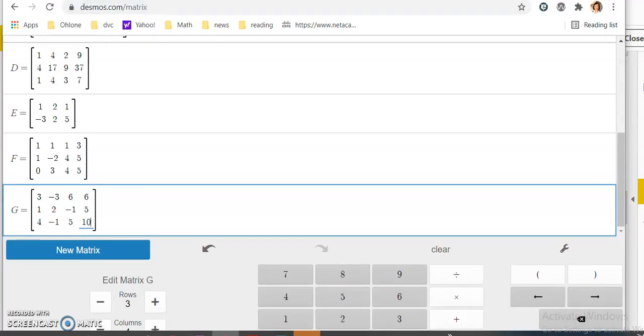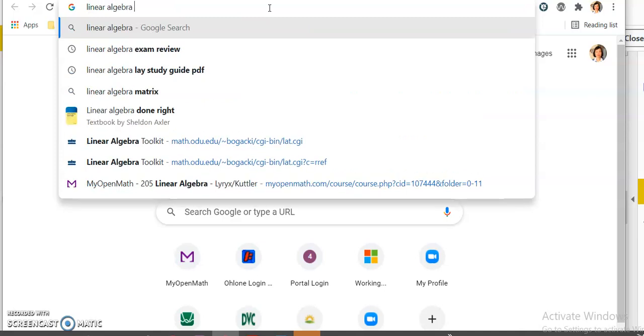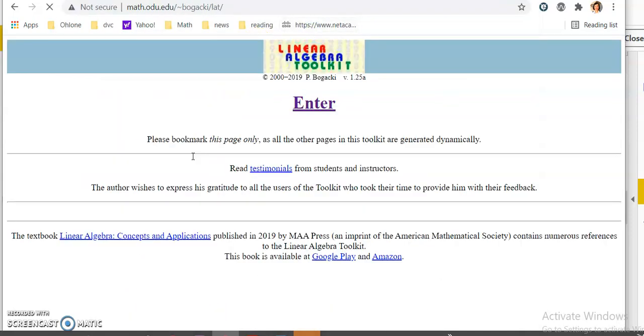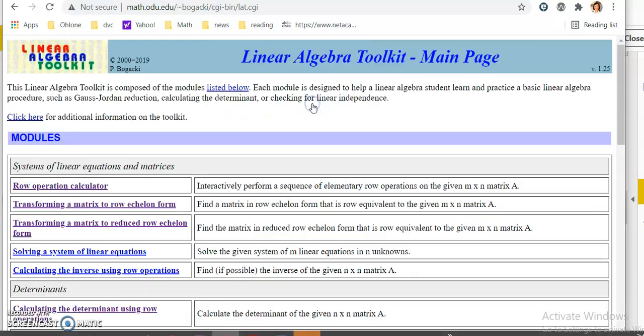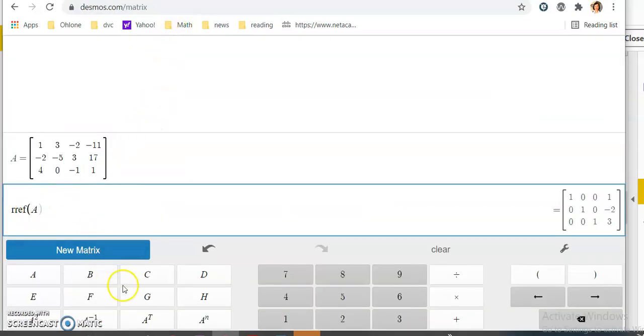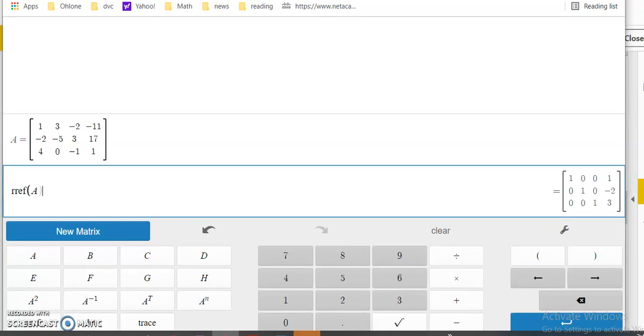Let's see, linear algebra toolkit has a lot of calculators. This is the one where you can actually do a row operation calculator. This one transforms into a row echelon form, and it can also transform into reduced row echelon form. Whereas with the decimal calculator, you can see that they only have reduced row echelon form. They don't have a row echelon form.